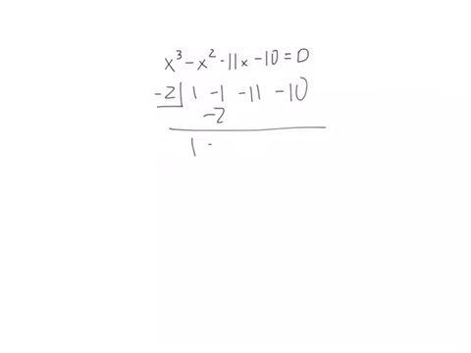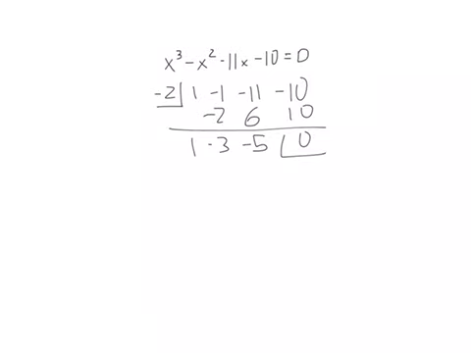Negative 1 minus 2 is negative 3. Negative 2 times negative 3 is positive 6. Negative 11 plus 6 is negative 5. Negative 2 times negative 5 is positive 10. And that means we have a remainder of 0.